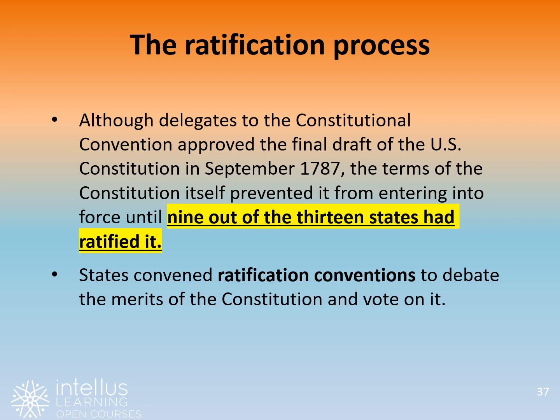Although delegates to the Constitutional Convention approved the final draft of the U.S. Constitution in September of 1787, the terms of the Constitution itself prevented it from entering into force until 9 out of 13 states had ratified it. 9 out of 13 states had to agree to adopt the Constitution before it would become the law of the land, or what's known as the ratification of it. States convened ratification conventions to debate the merits of the Constitution and vote on it.